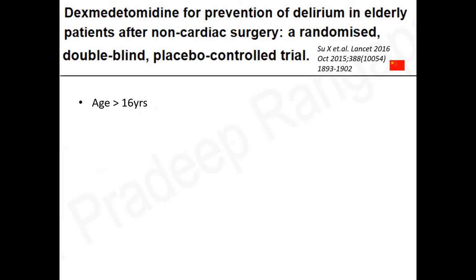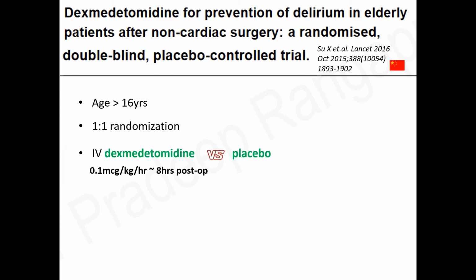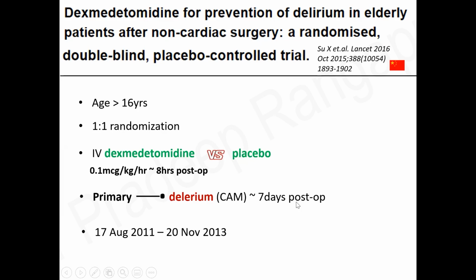So this was one study which came in 2016. Dexmedetomidine for the prevention of delirium in elderly after non-cardiac surgery, a randomized double-blind placebo-controlled trial. Here they used dexmedetomidine to prevent delirium. They took patients aged more than 16 years, with 1:1 randomization. They compared IV dexmedetomidine versus placebo, used as a preventive measure to prevent patients from developing delirium. They used dexmedetomidine at a dose of 0.1 micrograms per kg per hour up to 8 hours post-op. The primary endpoint was to see patients developing delirium in 7 days post-op. They did this study from 17th August to 20th November 2013.